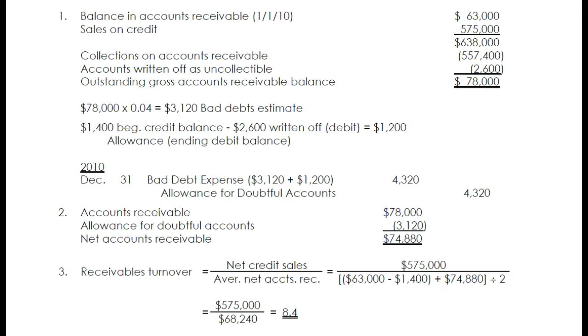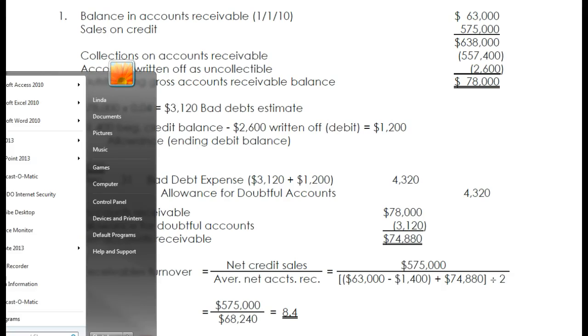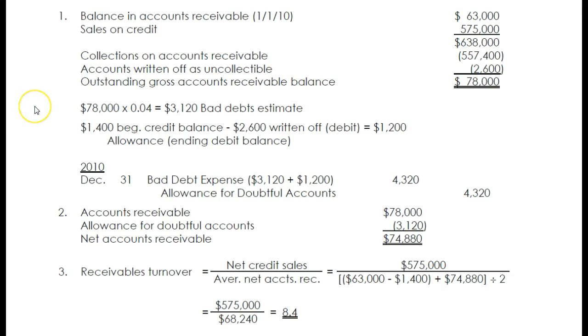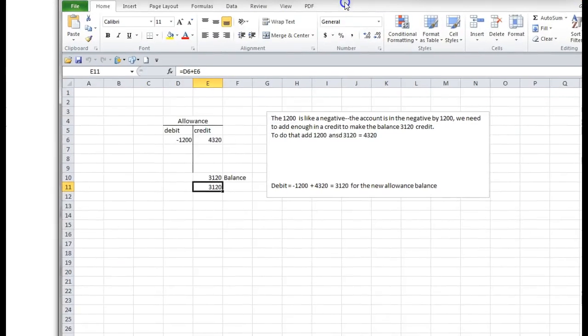I do have a spreadsheet I just did. Let me see if I can find that. See if I can find it very quickly, and I'll pop that into it for you if I can find it. Yeah, here it is. So let me bring this over here.